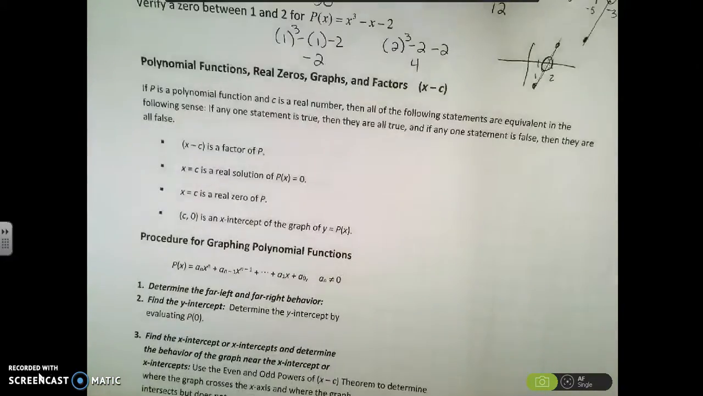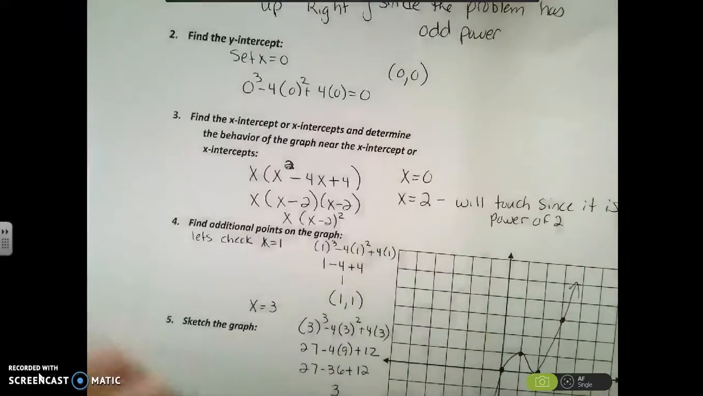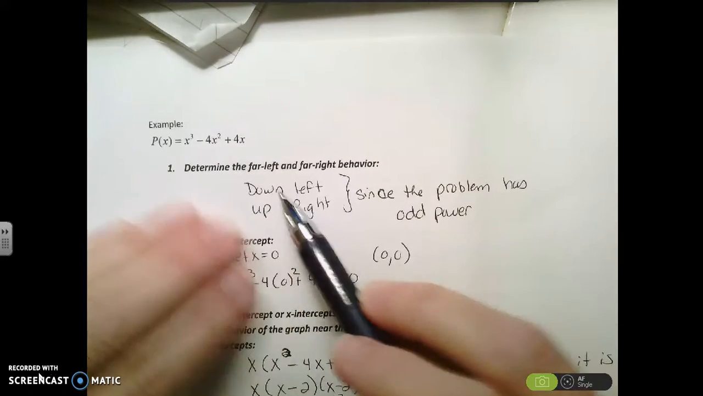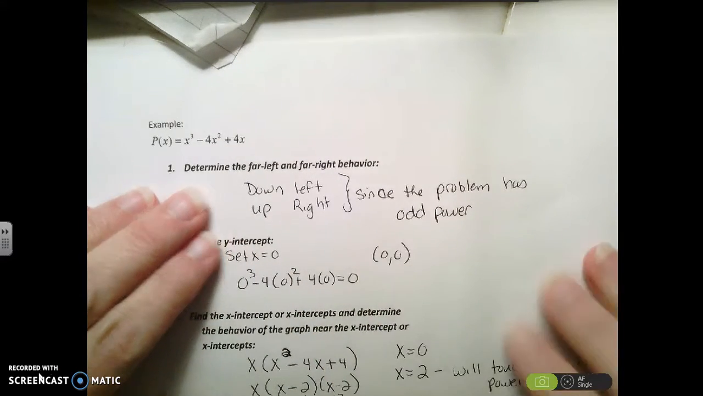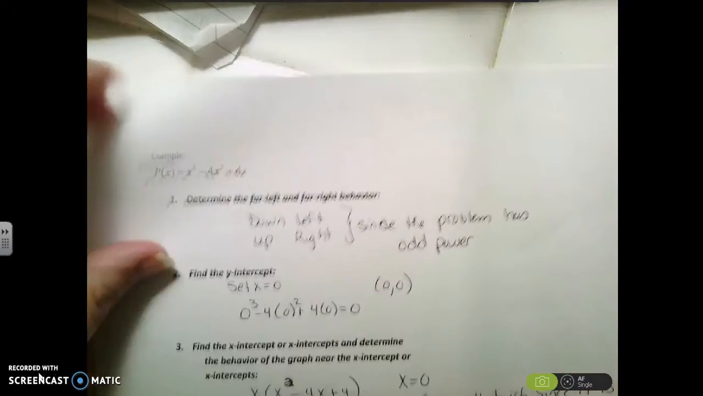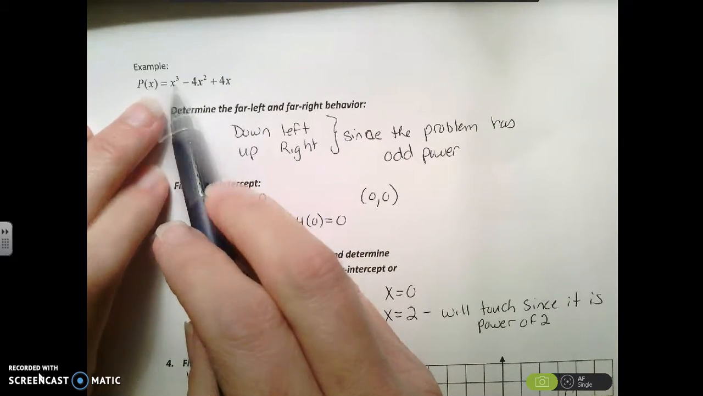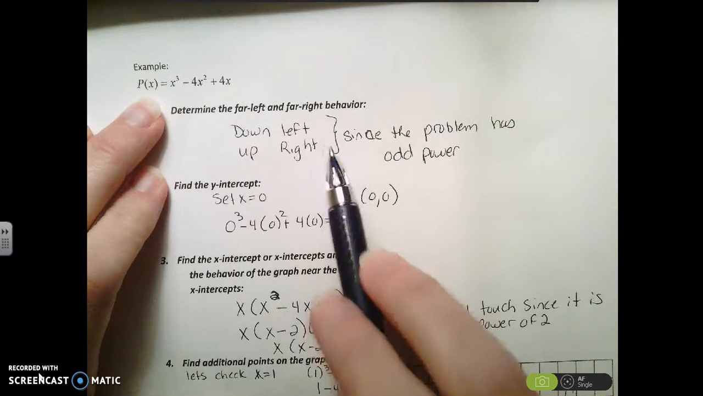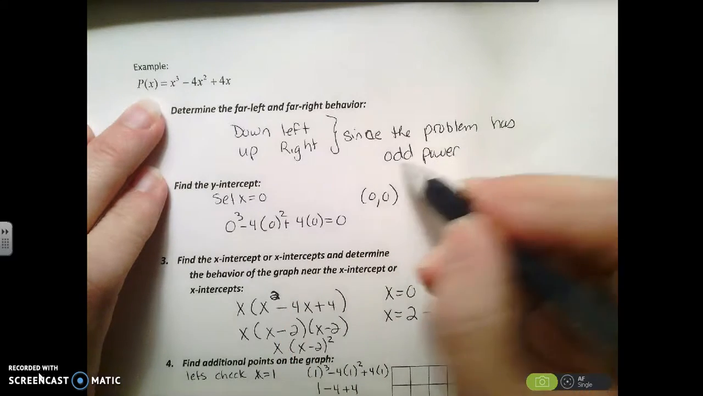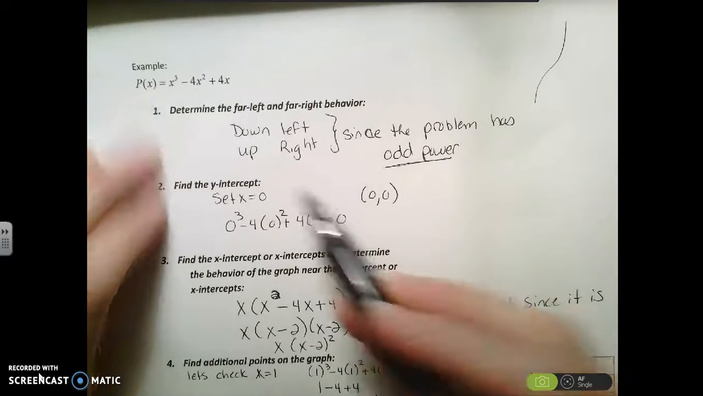So, let's look at what we have here. Alright, so here are our steps. So step 1, determine far left and far right behavior. Since it's x cubed, that means that my left is going to be down and my right is going to be up. And that's because it's got that odd power. Remember, my graph's going to look something like that.